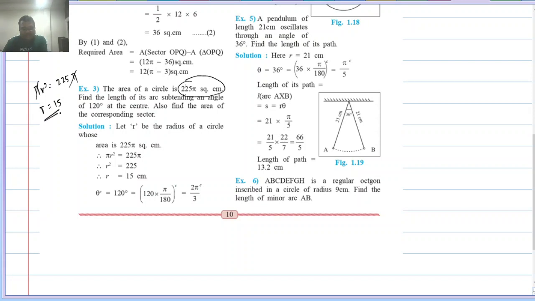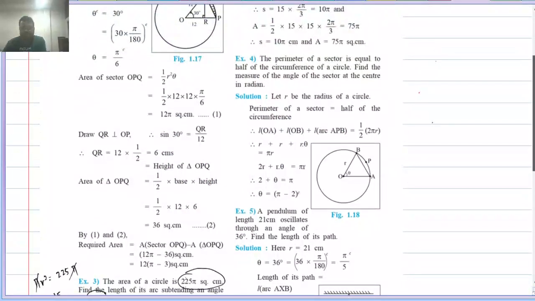Find the length of its arc subtending an angle 120 degree at the center. Convert this into radians. Whatever is the radian measure, multiply by r. S is equal to r theta. Also find the area of the corresponding sector. We know S is equal to r theta, and we know A is equal to half r square theta. You should try this on your own.